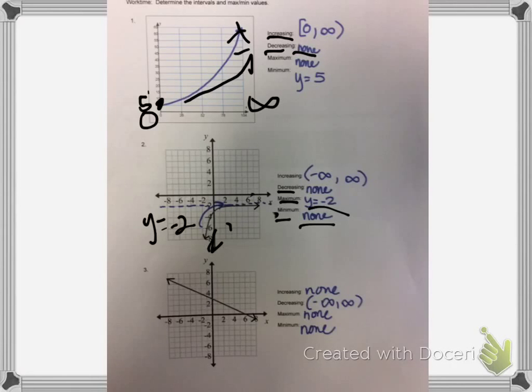Next one. Increasing. This is a negative sloping line. It's going down from left to right. Therefore, it's not increasing. Now it is decreasing from negative infinity on our x values to positive infinity. There is no maximum because it's going up on our y forever. And there's no minimum because it's going down forever. So these are our intervals and our minimums and maximums.